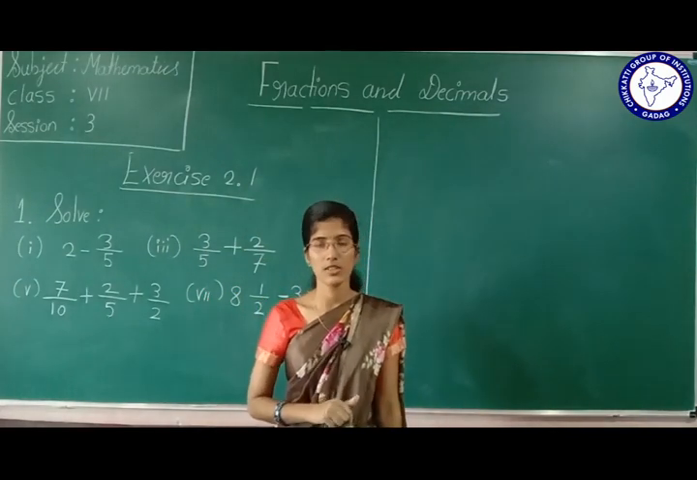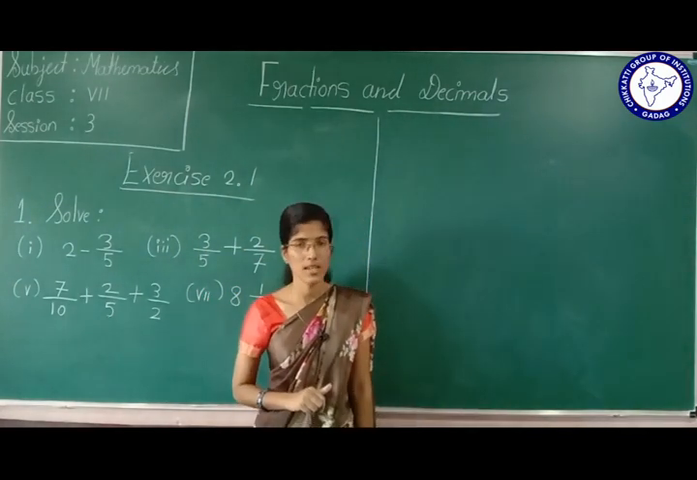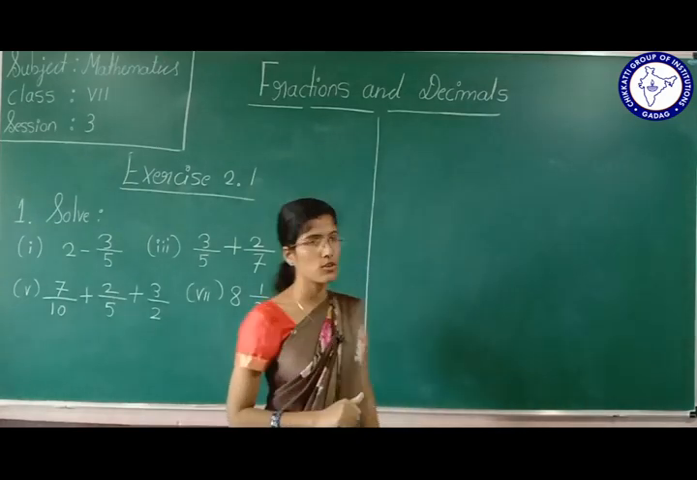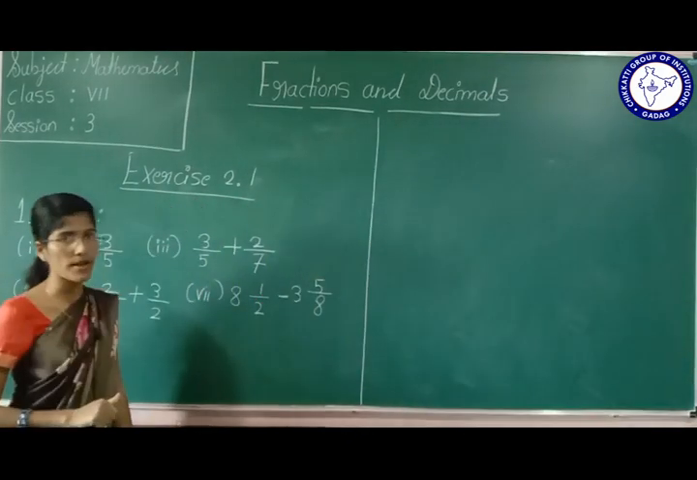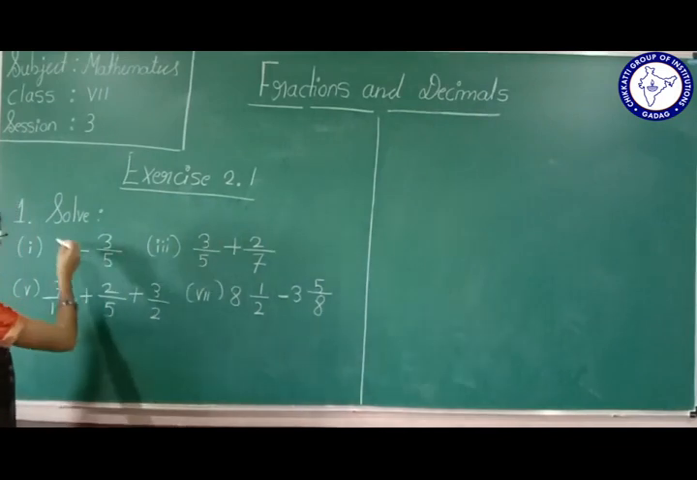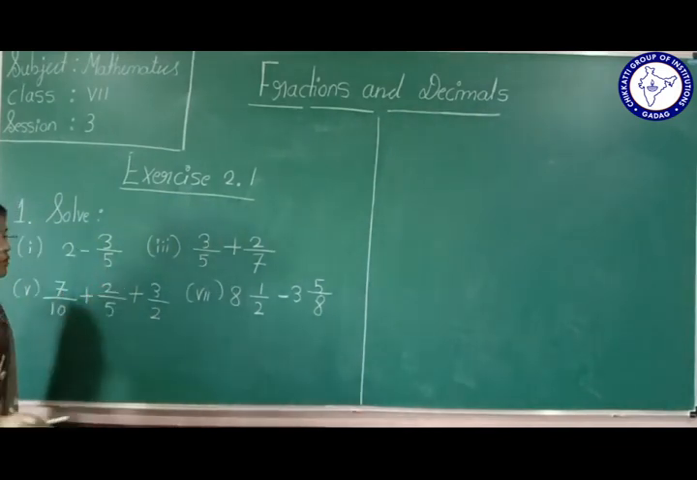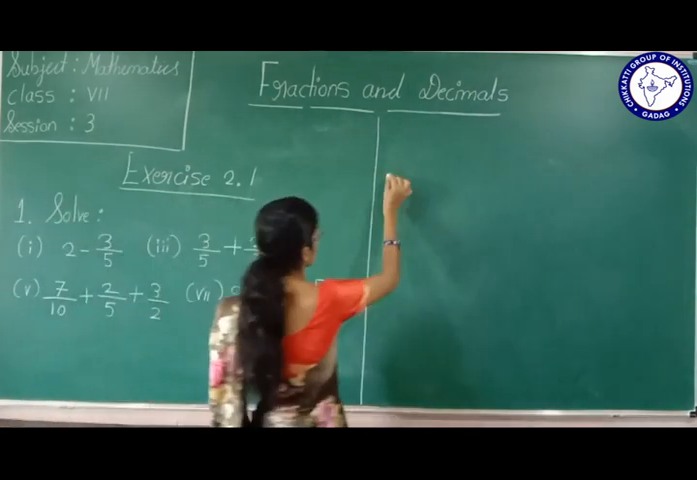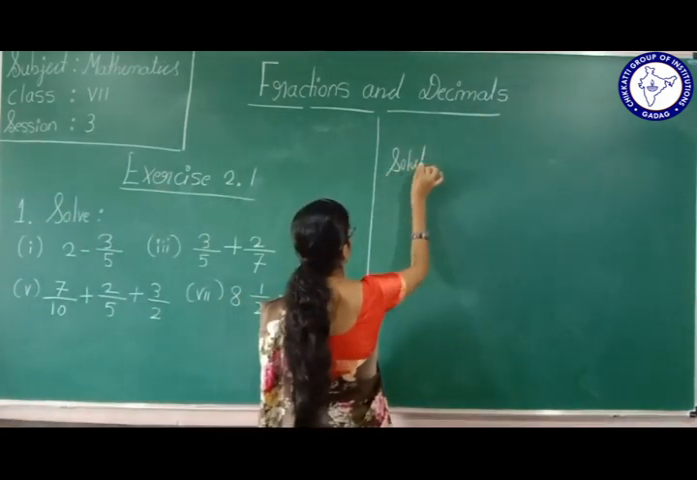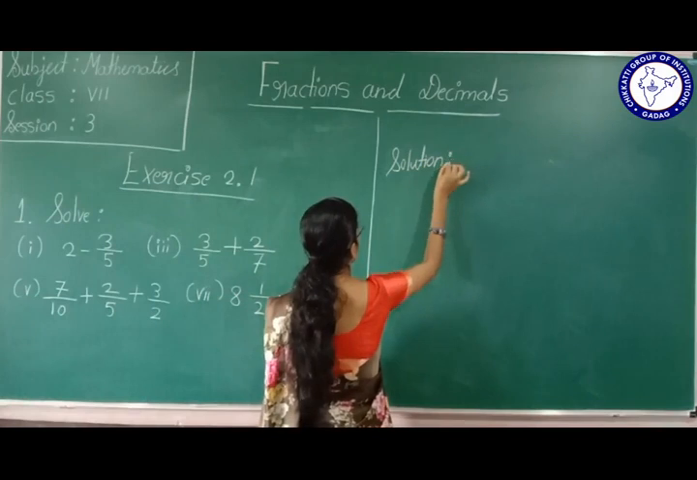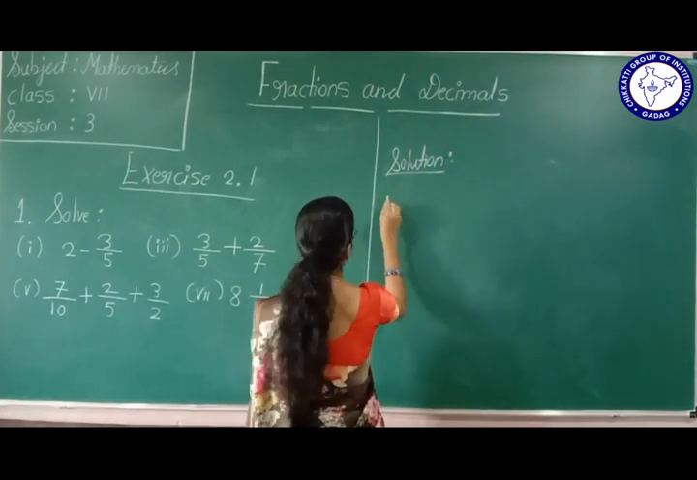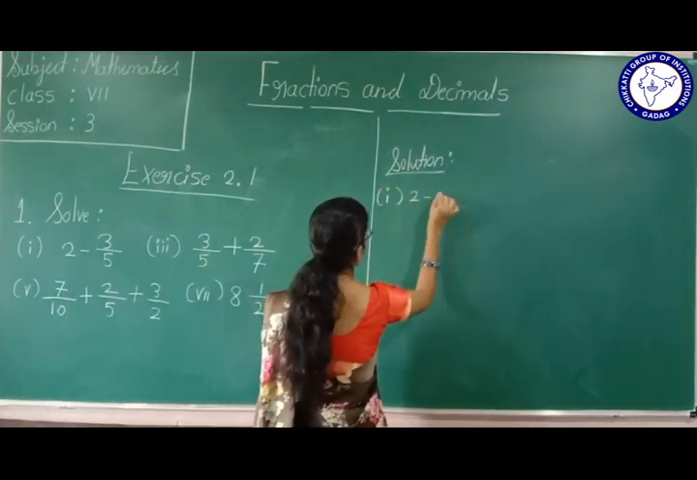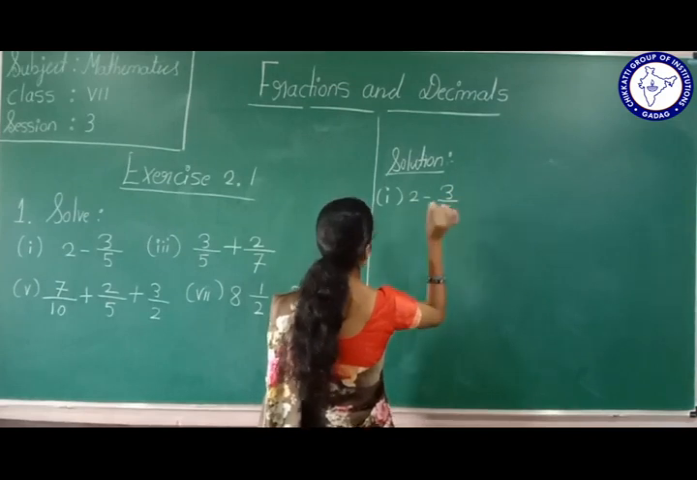In the last class we discussed how to do addition of a fraction and subtraction of a fraction, and we solved a few worked examples. In today's class we are going to solve exercise 2.1. I took only a few questions in this. Okay, see the solution. First one, 2 minus 3 by 5.